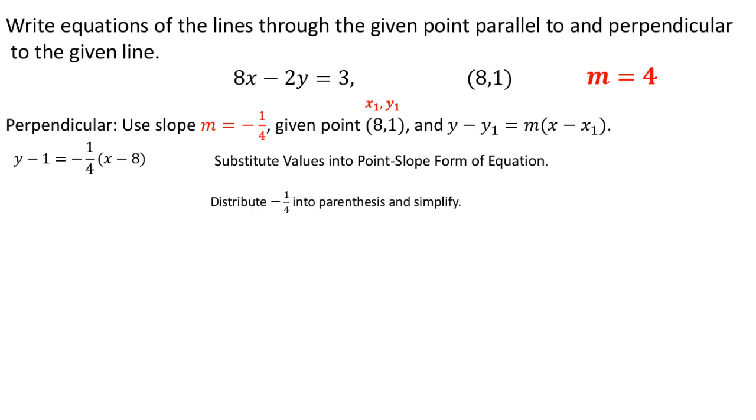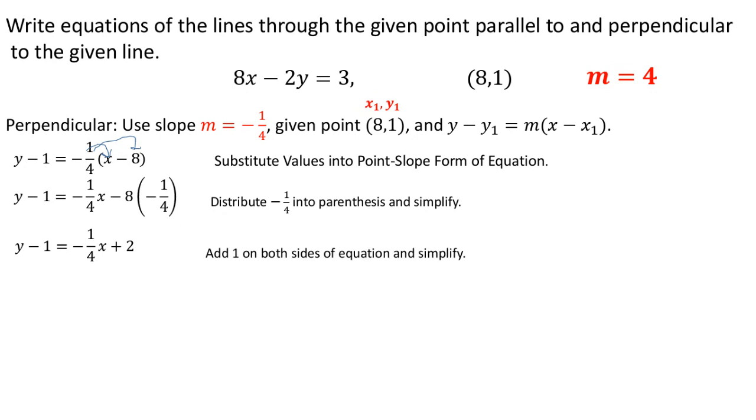Let's go ahead and distribute that -1/4. So we're going to get -1/4 x times a -8 times a -1/4. Let's go ahead and simplify. It's going to give us y minus 1 is equal to -1/4 x plus 2, because a negative times a negative is a positive, and 8 divided by 4 is 2. So the last thing is add 1 on both sides, and we're going to get y is equal to -1/4 x plus 3. And this is my perpendicular equation to this given equation that goes through this point.